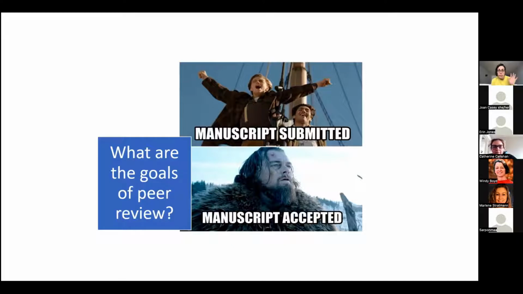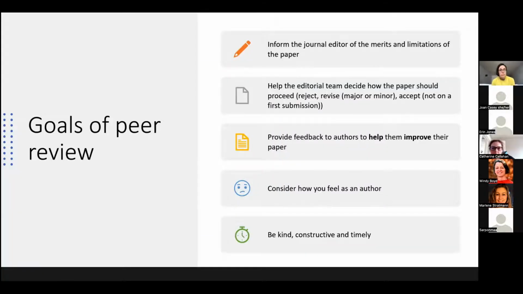Some of the goals of peer review in my experience are, first, to inform the journal editor of the merits and limitations of the paper you're reviewing, as well as to help the editorial team decide how the paper should proceed. Should the paper after your review be rejected? Should it be sent for revisions? Should these be major or minor revisions? Or eventually, after at least one round of peer review, should the paper be accepted for publication? You should also be providing feedback to the authors that is constructive and helps them improve their paper.